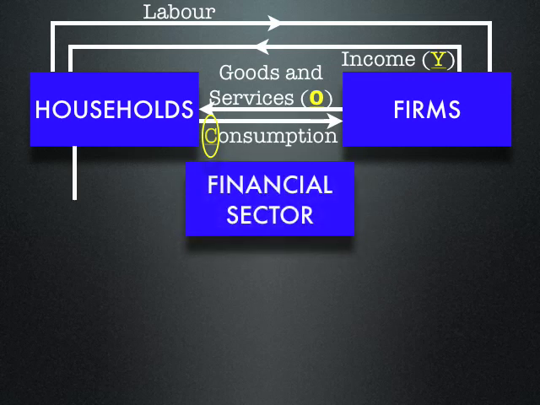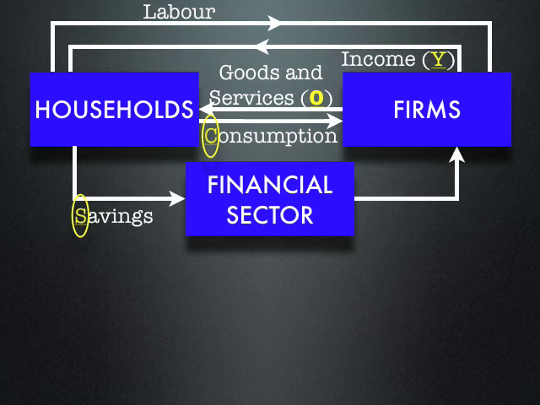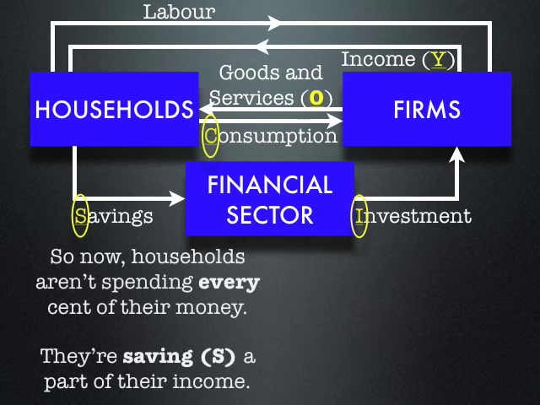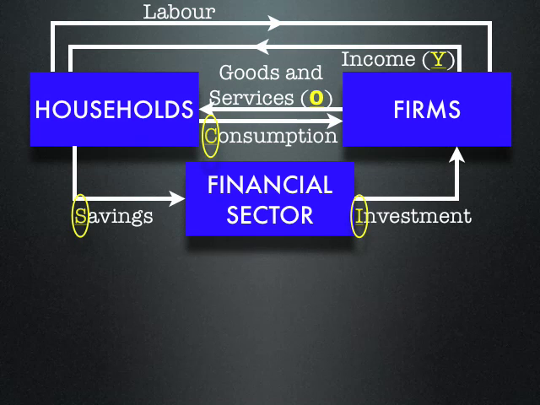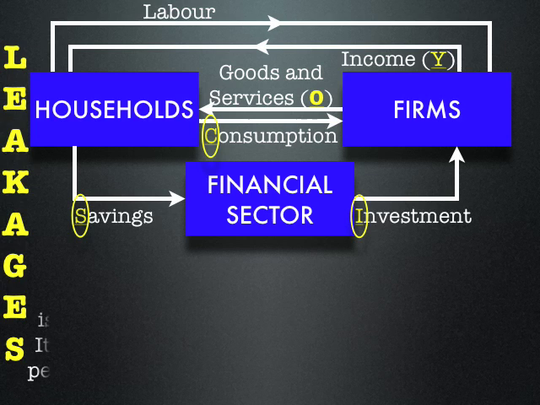So we bring in the financial sector, which is banks basically, and we put our savings in the bank, and firms take our savings out of the bank and they invest it. So now households aren't spending every cent of their money. They're actually saving a part of their income, a percentage. And businesses can now borrow money for new equipment. They're investing. It's not investing in shares, things like that. Investing in equipment, it's businesses.